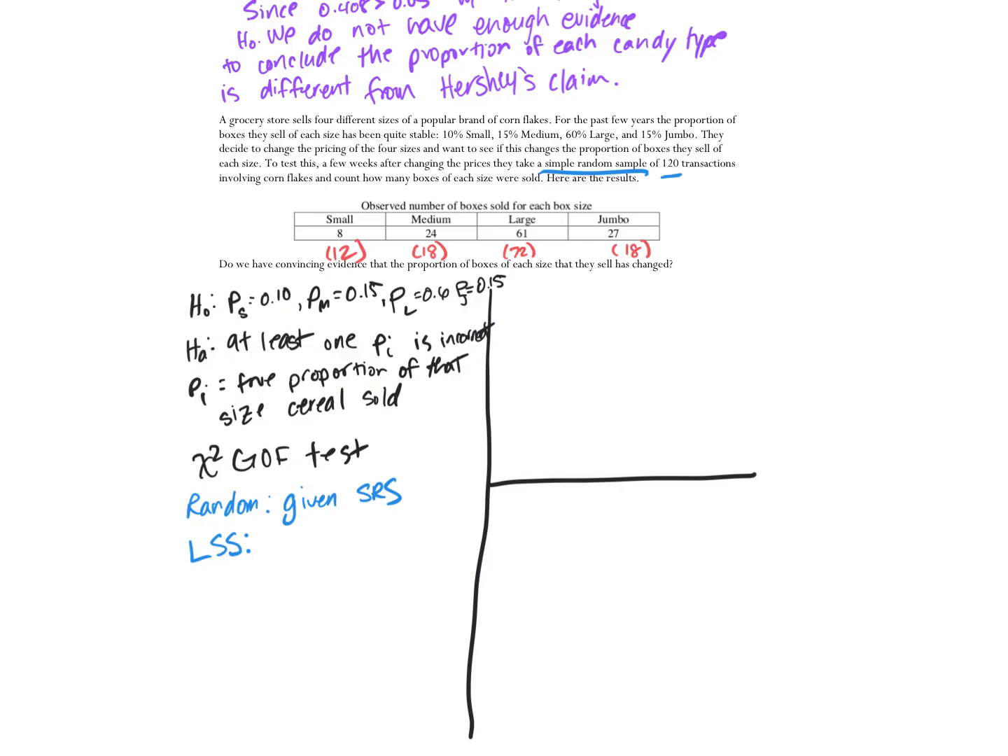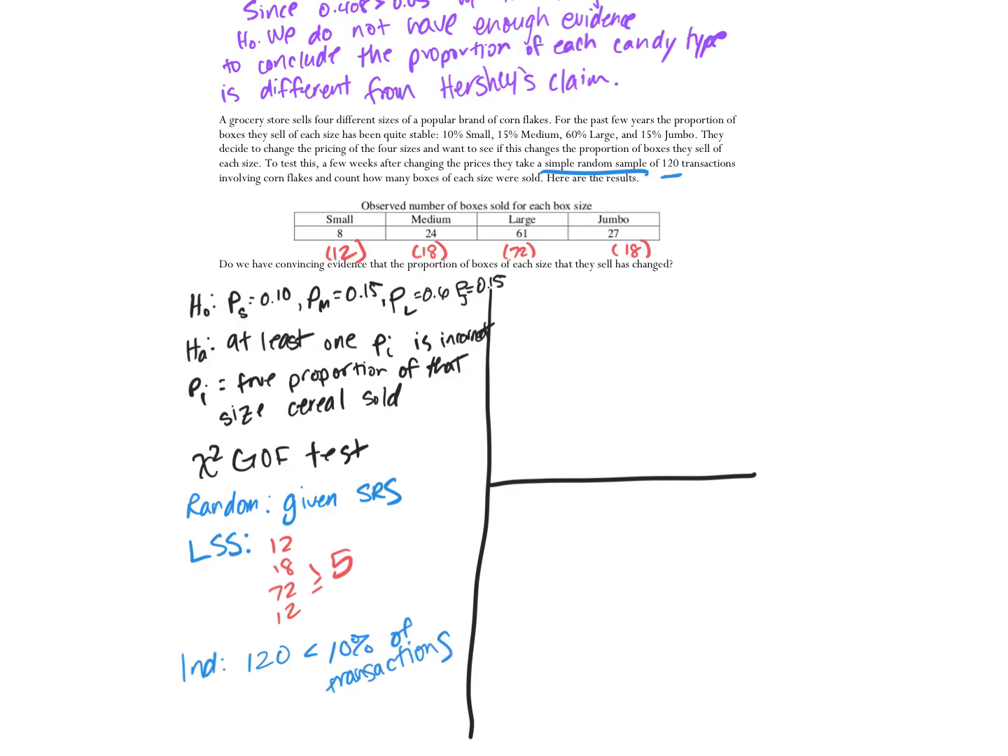Okay, and then I might say 12, 18, 72, and 12 are all greater than or equal to 10. And by 10, I mean 5, I'm still in proportions mode. And then independent: I think it's reasonable to say 120 is less than 10% of transactions at a grocery store, serial transaction, whatever you want to call it.